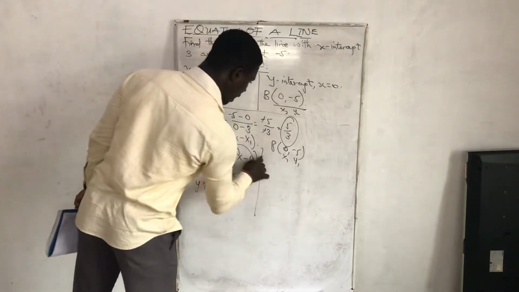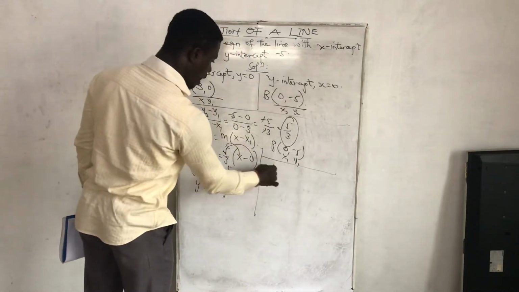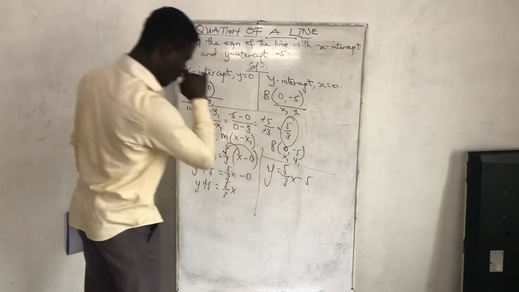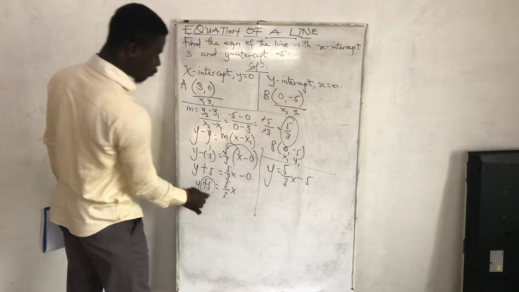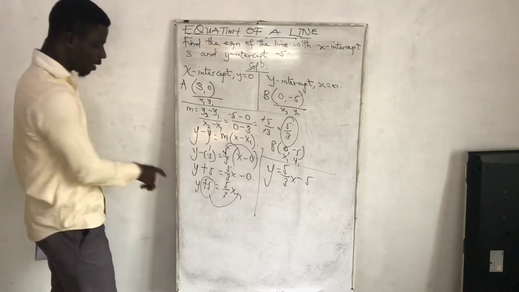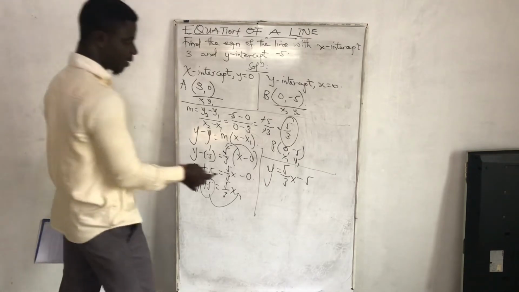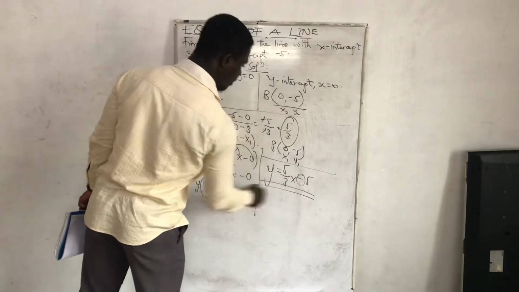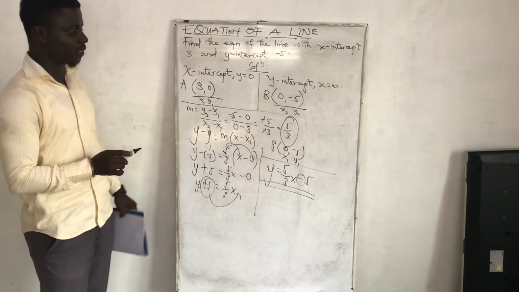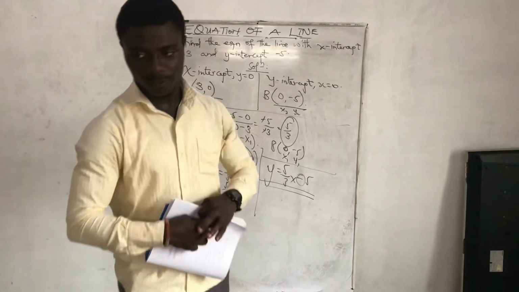Then I make my y the subject here. So I have y being equal to 5 over 3 x minus 5. Because when this positive 5 crosses to the right hand side of the equal sign, it here is positive, so when it crosses, we get negative. So then that means this is the equation of the line. Very, very simple. So you can watch it carefully.